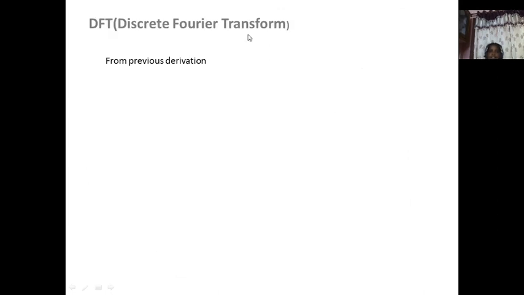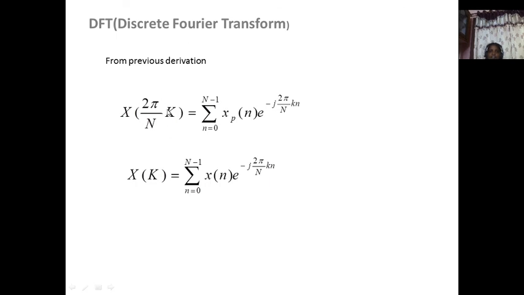So, DFT, the discrete Fourier transform. From the previous derivation, X of 2 pi by N into k equal to summation n equal to 0 to N minus 1 xp of n e power minus j 2 pi by N kn. Then X of k: instead of writing 2 pi by N every time, we already know that 2 pi radians is going to be sampled into N. X of k equal to summation n equal to 0 to N minus 1 x of n e power minus j 2 pi by N kn. The inverse transformation: x of n equal to 1 by N summation k equal to 0 to N minus 1 X of 2 pi by N k e power j 2 pi kn by N.